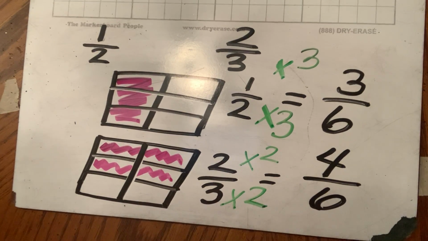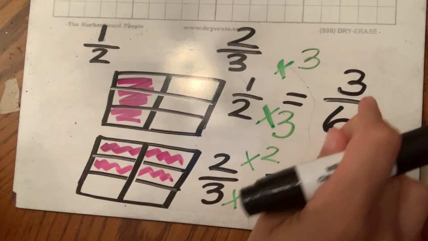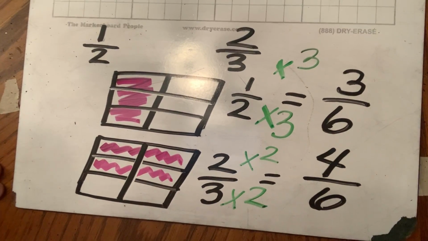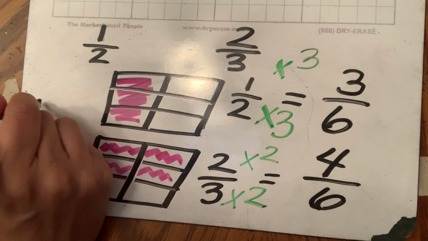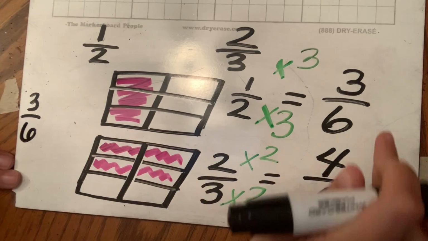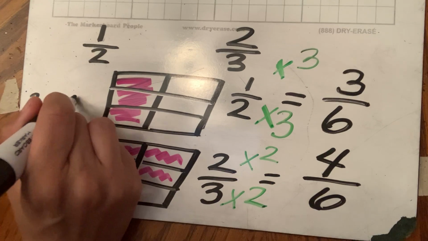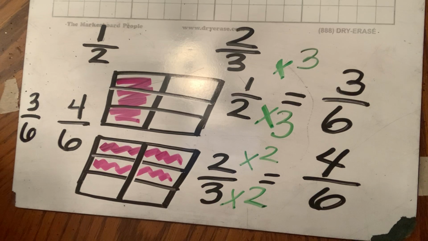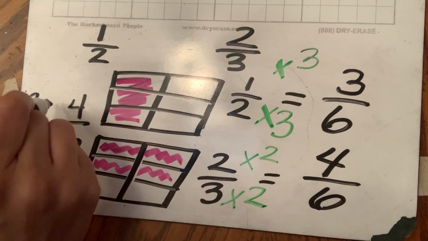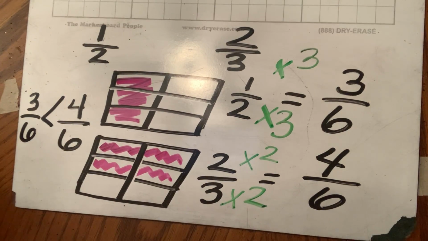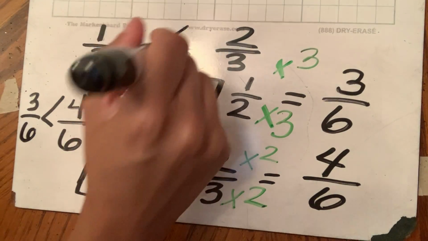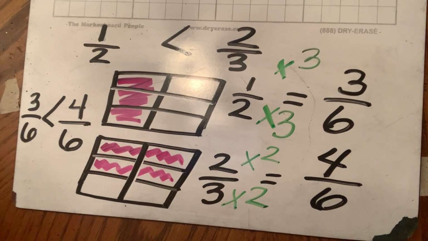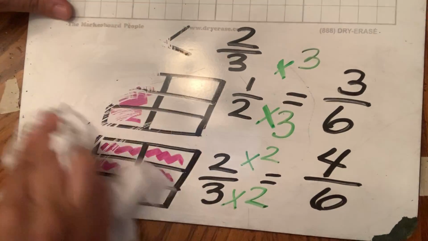So now I have 2 fractions with the same denominator. Oh, now that's easier to compare, right? 3/6 compared to 4/6. Now I have the same denominator. Which fraction do you think is bigger? Looks like 4/6, right? So I can go ahead and write that in. Agree or disagree? Shall we do B together? Let's go ahead and do B together.